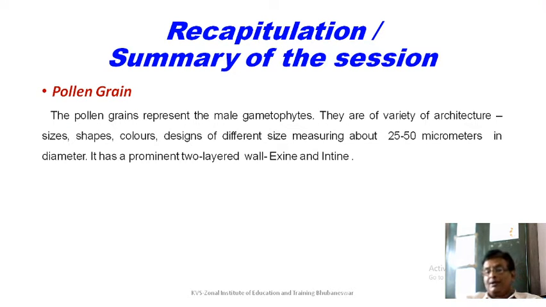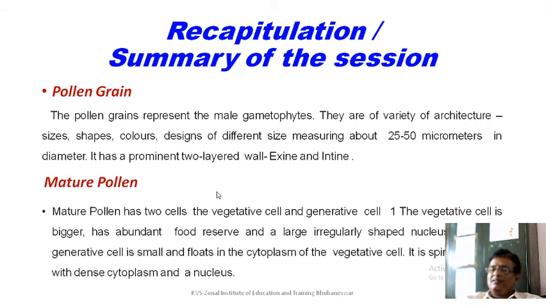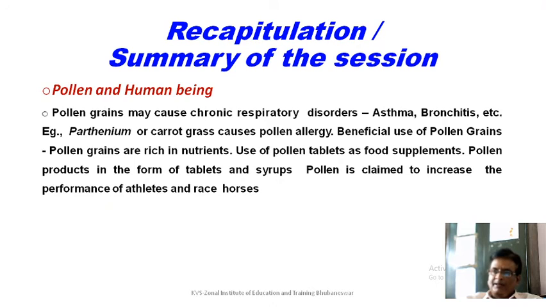When you talk about the pollen grain, it represents the male gametophyte. There is a variety of shapes, sizes, colors and designs, and the size also varies from plant to plant, from 25 to 50 micrometers in diameter. They have 2 prominent layers, the exine and the intine. What about a mature pollen? In the 2-cell condition, they have a vegetative cell and a generative cell. The vegetative cell is large, having a globular nucleus. The generative cell has a spindle-shaped nucleus and dense cytoplasm.